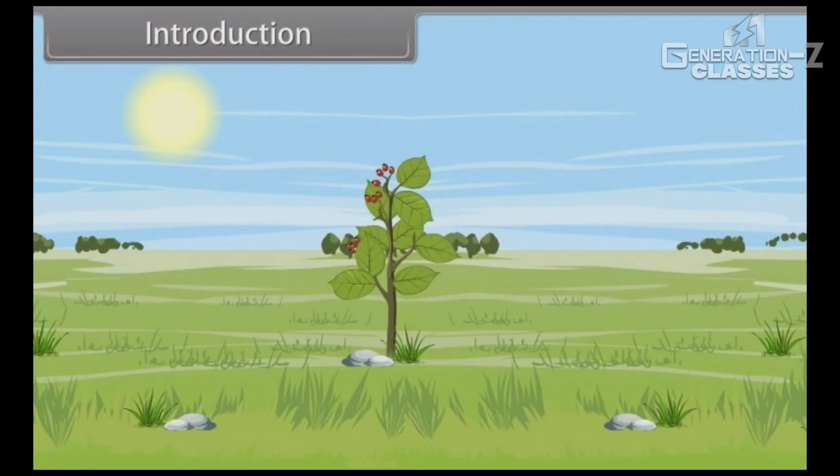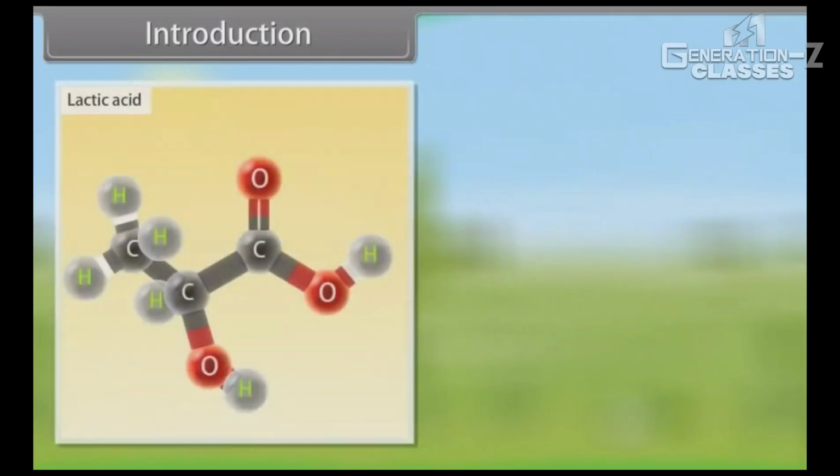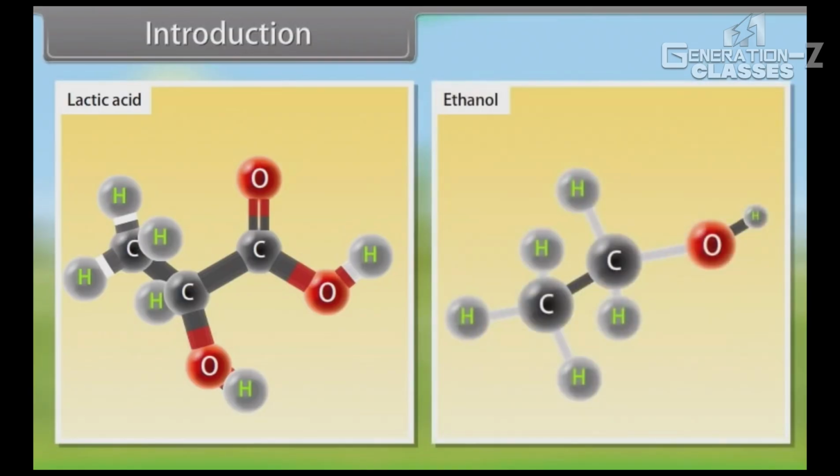If oxygen is not present, then it is termed as anaerobic respiration, and the broken down product of glycolysis is used in fermentation. In lactic acid fermentation, lactic acid is formed, whereas in alcoholic fermentation, ethanol is produced. So, throughout this module, we learn respiration in plants.